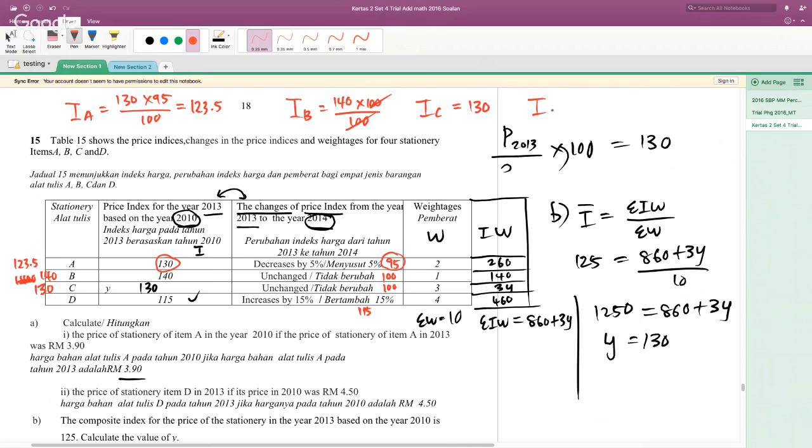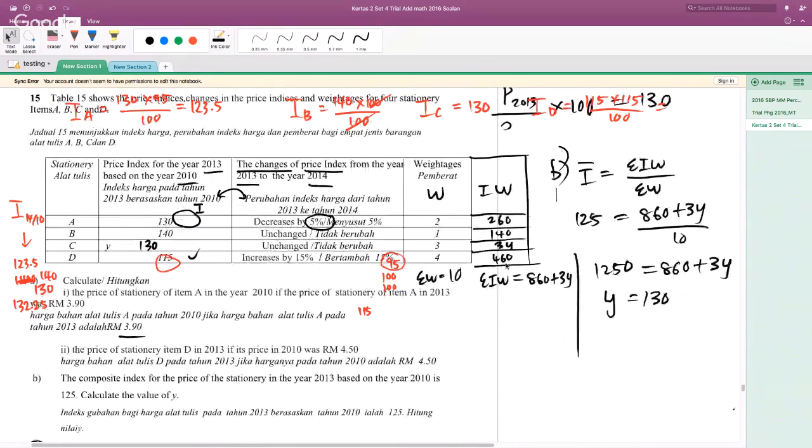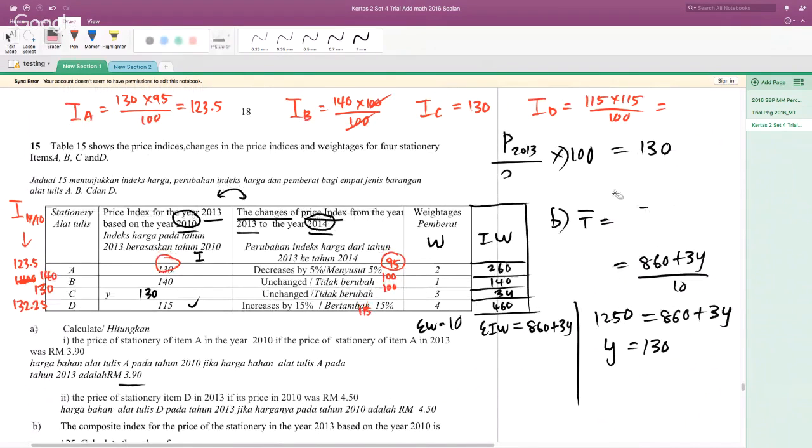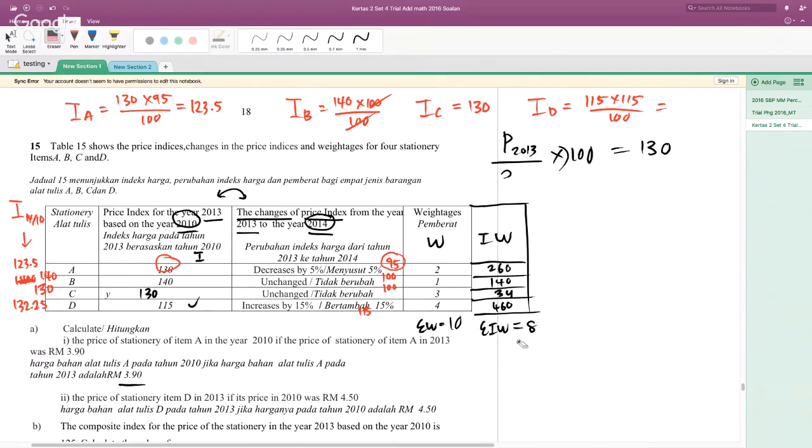And for the index number for D, I will just join both of them. So it will be 115 multiply 115 over 100. So it will be 115 squared divided by 100. So it should be 132.25. Okay, so this is the index number for 2014 based on 2010 for each of the items. Then only I multiply the weightage. So I will multiply the weightage and form the new one.